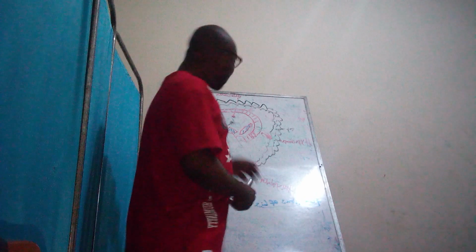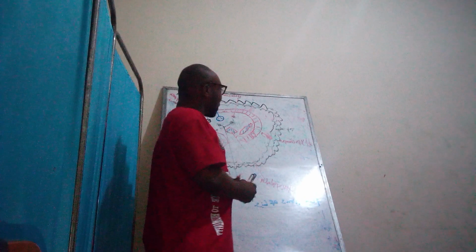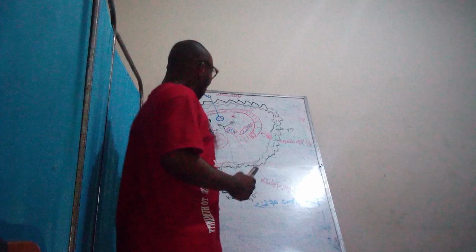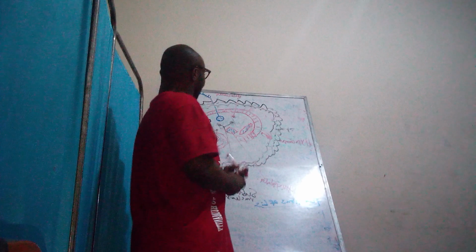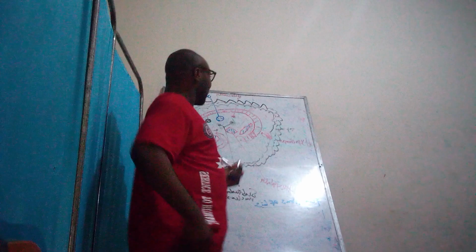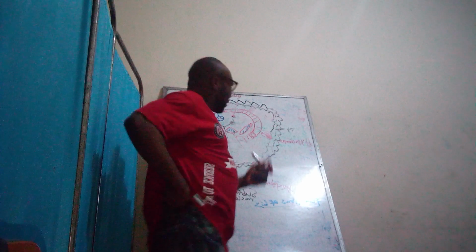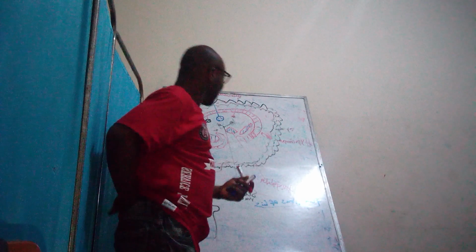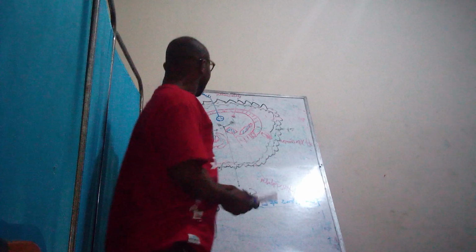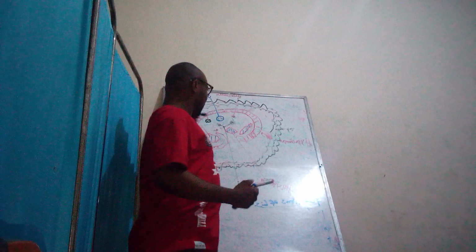Okay, now when I say that the limbic system is a system that is important in emotion, it is very, very important in behavior, also important in affecting the response of an individual, and also important in the aspect of memory. Then we have these various structures of the limbic system.